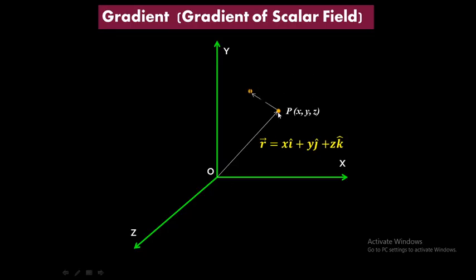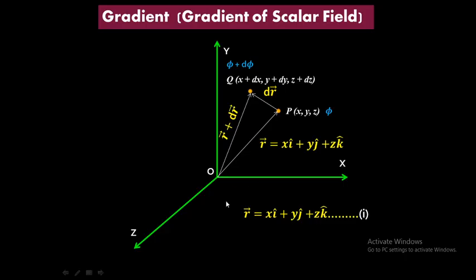Now consider another point Q which is present at the distance dr vector from point P. Suppose x plus dx, y plus dy and z plus dz are the coordinates of point Q, and this is the position vector of point Q, which is represented by r vector plus dr vector, and dr vector is the distance from point P to point Q. Now we consider phi to be the scalar function or scalar quantity at point P, and phi plus d phi is the scalar quantity at point Q.